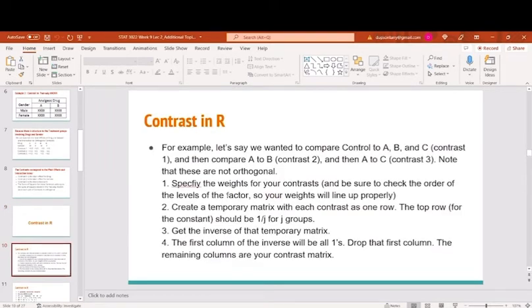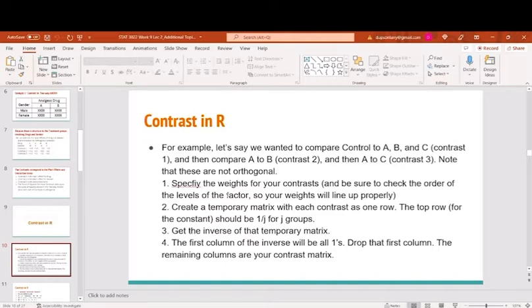Let me tell you this: you can be given a statement like this, and you can be asked to set up a contrast. But the contrast you're going to set up actually depends on the statement. You need to be able to understand how to interpret that. Let's take a look at this.